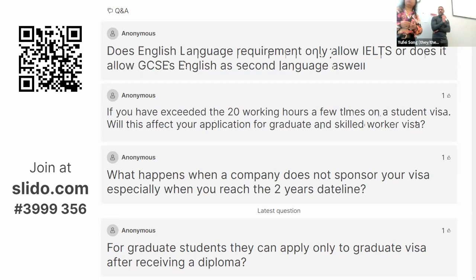Yeah. In regards to the English language requirement, does it only allow IELTS, or does it allow GCSE English as a second language as well? So yes, they are in accordance with what is known as Appendix English Language. That's one of the immigration rules. GCSEs, if taken in the UK and the provider is an official provider which is on the relevant appendix, then you can rely on a GCSE certificate. But again, it all depends on the visa as well, and I believe skilled workers should allow GCSEs.